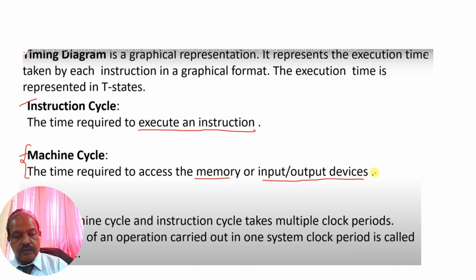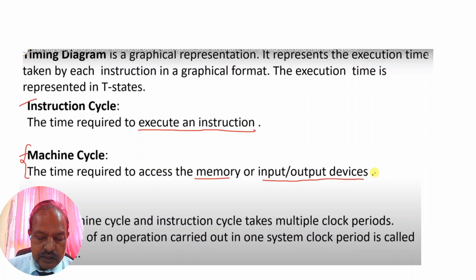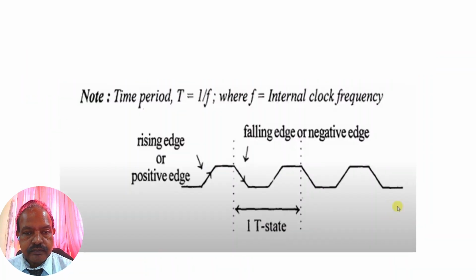What is the T state? The machine cycle and instruction cycle take multiple clock periods. A portion of that operation carried out in one system clock period is called the T state, right? Now let us see. We know time is the reciprocal of frequency. T is equal to 1 by F. So F is the internal clock frequency.